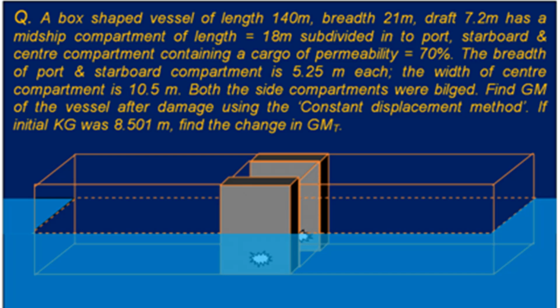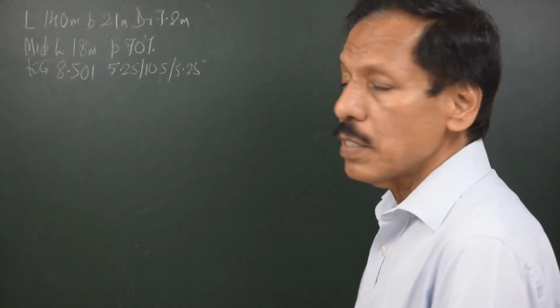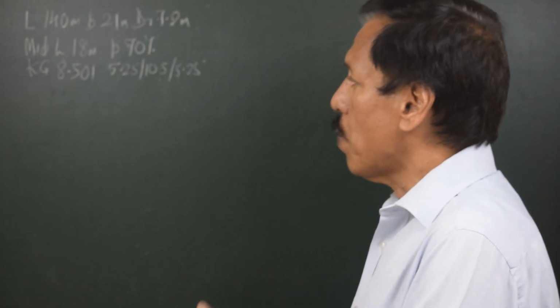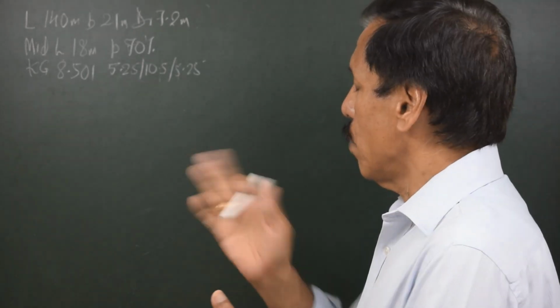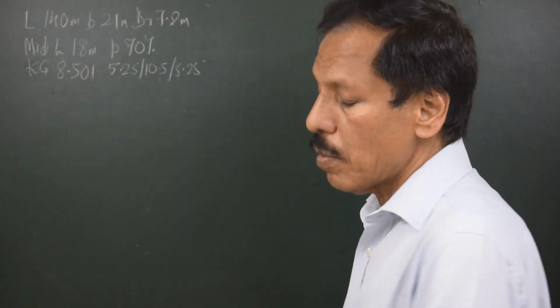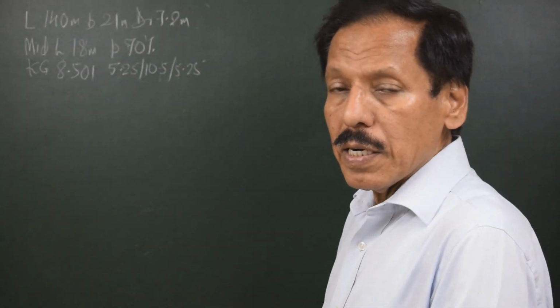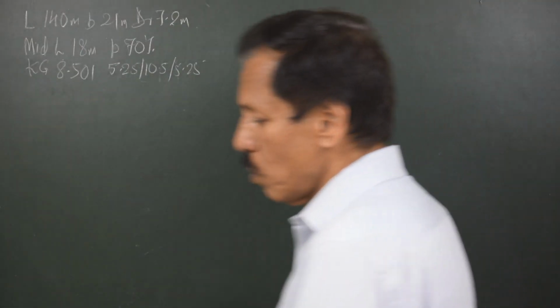The numerical is from my book, Complete Ship Stability. There's a box vessel of length 140 meters, breadth 21 meters, draft 7.2 meters, even keel. The midship compartment is of length 18 meters, with cargo permeability 70%. The midship compartment is divided into port, starboard and center divisions. The port and starboard compartments are 5.25 meters wide, and the breadth of the middle compartment is 10.5 meters. The KG of the ship is 8.501. We need to find out the GM of the vessel.